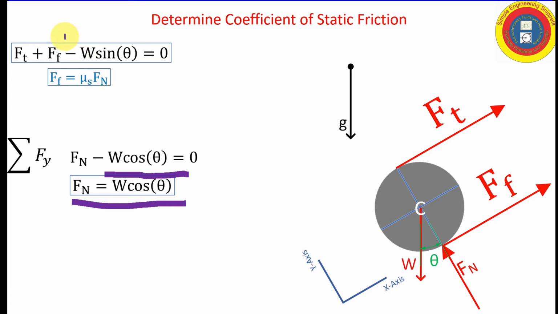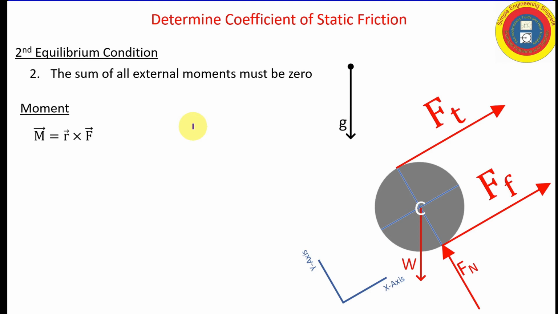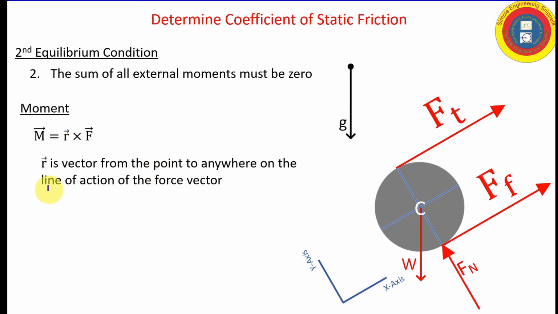Okay, we're going to need an expression to relate the rope force and the frictional force, so we don't have enough for closure at this point in time. So let's go to our second equilibrium condition, where we're going to sum all the moments and set them equal to 0. What is a moment? Well, the mathematical definition: it is a vector quantity, r cross F, where the vector r is from the point, in this case the center, to anywhere along the line of action of the force vector.